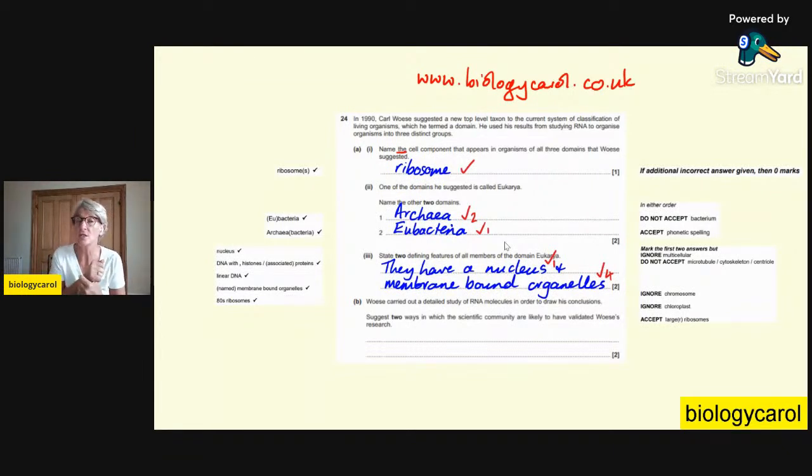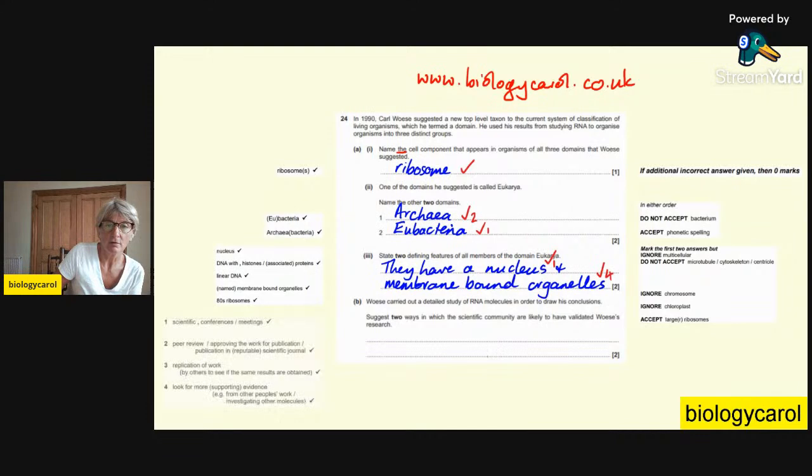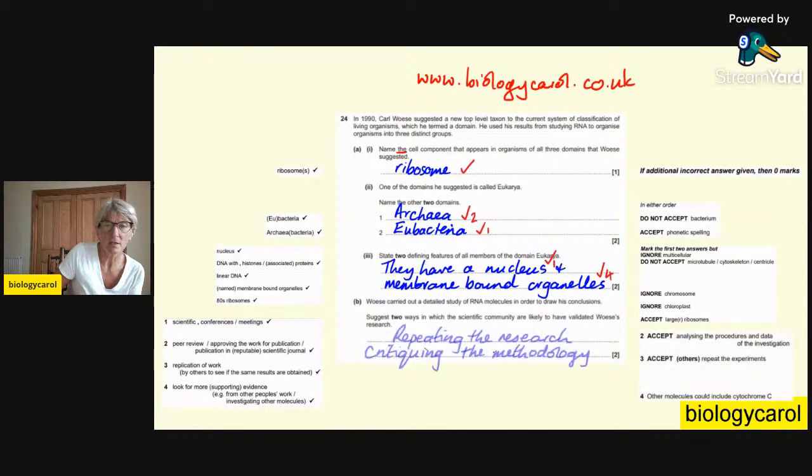I would say for OCR, if they ask you about how would you improve the validity of the data, I would always err on the side of let's critique the method. I would put repetition as my last answer. So this, where's my answer gone? This is obviously my reveal. I didn't quite go in the right order. So repeating the research and critiquing the methodology.